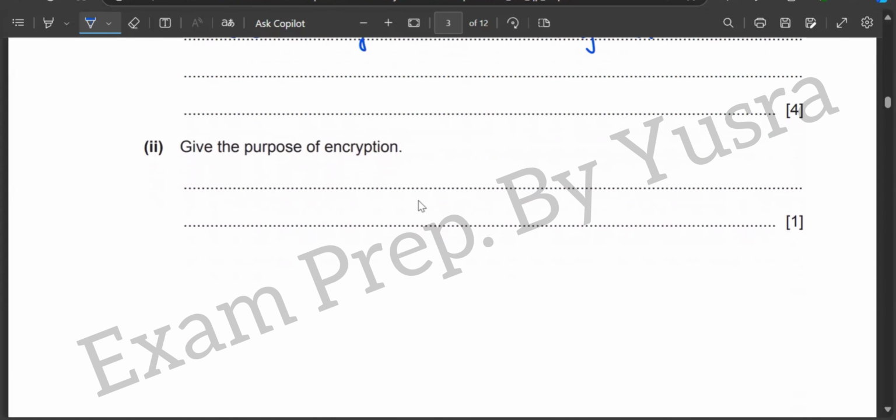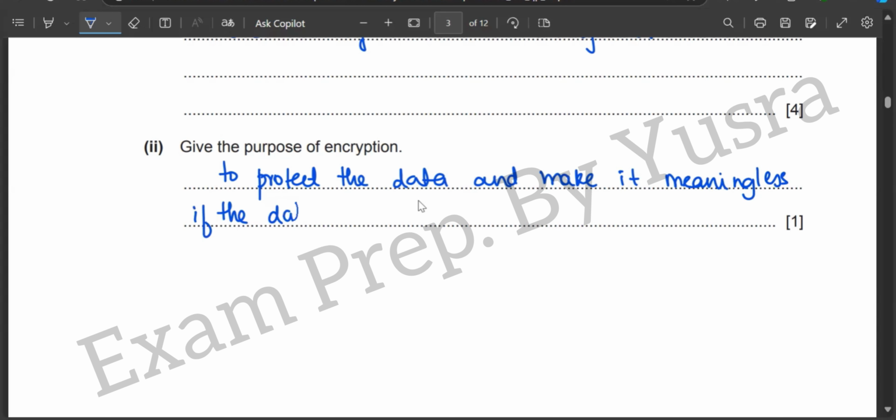Give the purpose of encryption. So the purpose of encryption is to protect the data and make it meaningless if the data is intercepted by hackers.